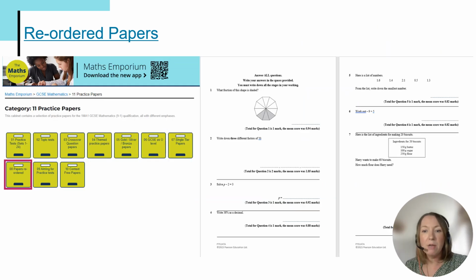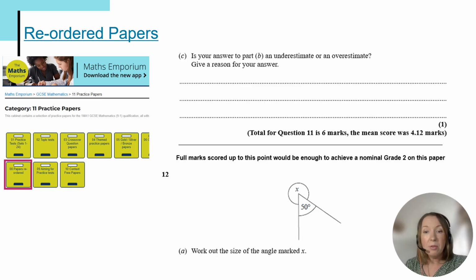And lastly, a reminder of our reordered papers. These are fantastic because they allow you to home in on the questions that students are likely to be successful in, and it allows them to get that clear sense of progress as they're able to progress further into the paper. What's particularly helpful with these reordered papers is that they include a helpful note to show students when they've done, for example, here the first 11 questions, that full marks scored up to that point would be enough for them to achieve that nominal grade 2 on the paper. So it allows them that really clear sense of what level they're working at and how they're progressing.